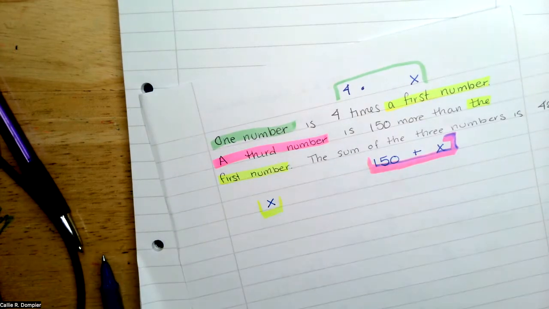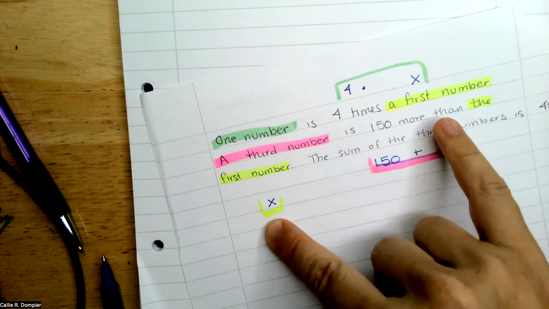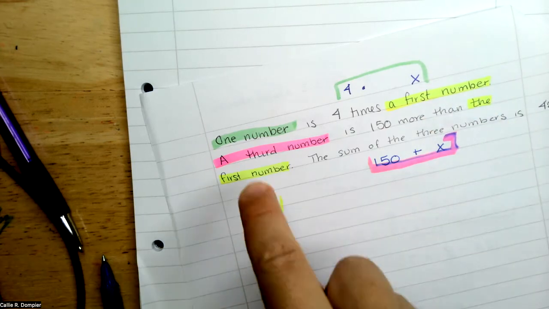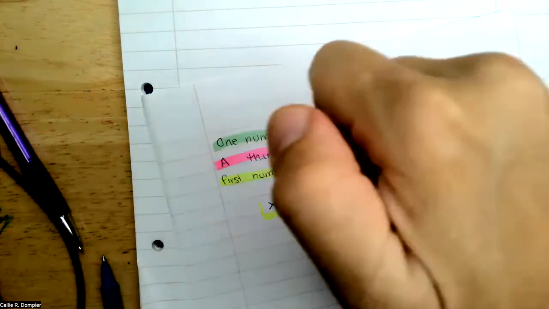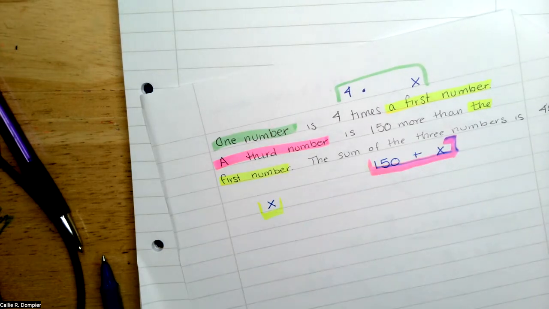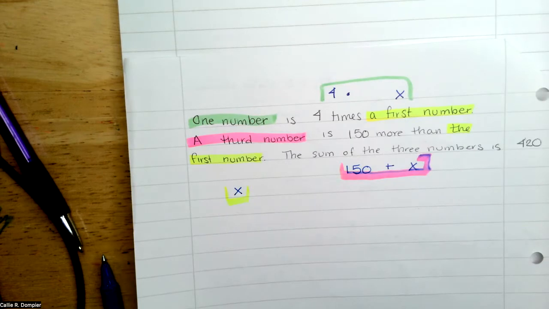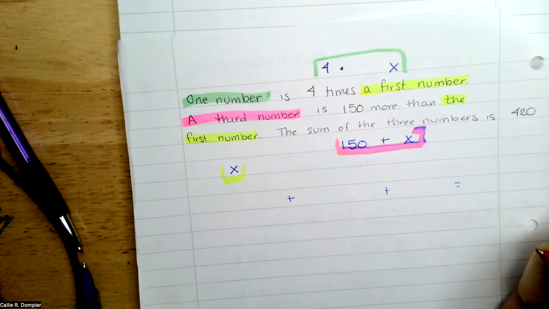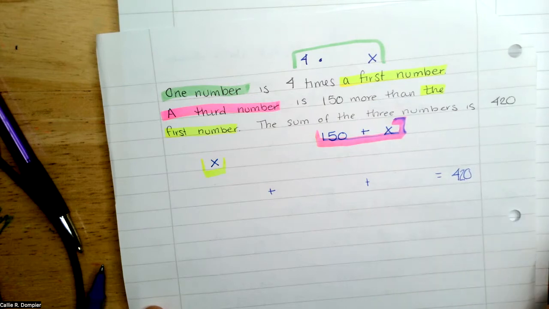Okay? So we started with the first number. We don't know what it is, so we made it x. That's the first number. A first number and the first number, x. One number is 4 times that first number, so we call it 4 times x. A third number is 150 more than the first number. The sum of the 3 numbers is 420. Good? So the sum means I'm going to add them, and there should be 3 numbers to add. When I add them, it will equal 420.